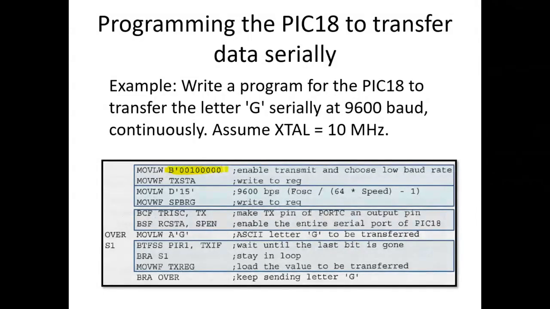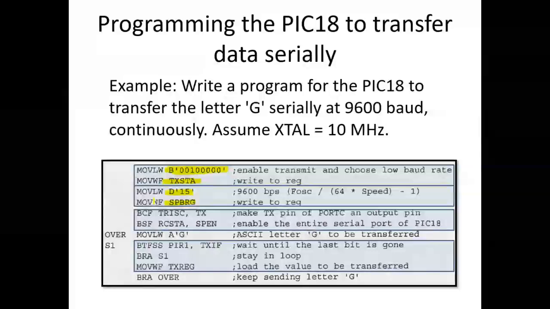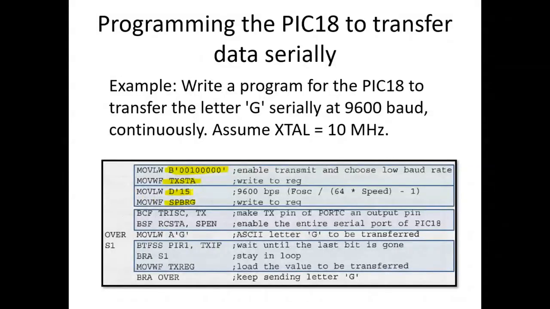So we have to move the value of TX status to the TX status register. We have the value of N is 15. We have to load this value to the serial port baud rate generator. So move LW, the decimal value 15, move WF serial port generator. So we are sending, so the TX pin should be output. So bit clear file to set the TX pin. And for the RC status, we have to enable this serial port enable. So we can use the bit set file, the RC status, the serial port enable.